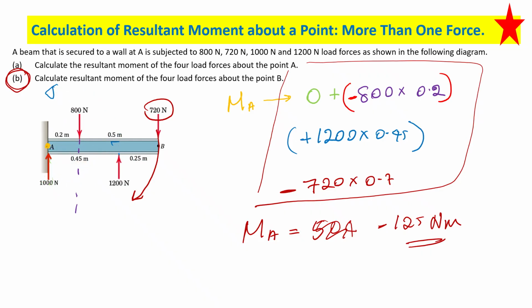So you have 4 forces. Find the moment about B now, okay? I'll give you time. Is it 720?